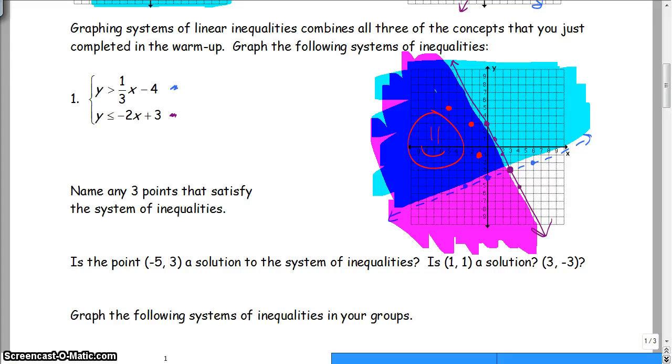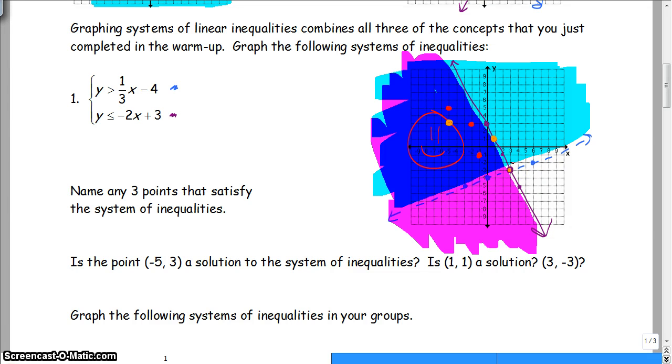But what I want to get to really quick is the point -5, 3. Is it a solution to the system? So let's go to -5 and 3. That's right here. And yep, that's a solution because it's in the shaded region. How about 1, 1? 1, 1 is a solution because it's on a solid line. And then it says, what about 3, negative 3, right here where they intersect.